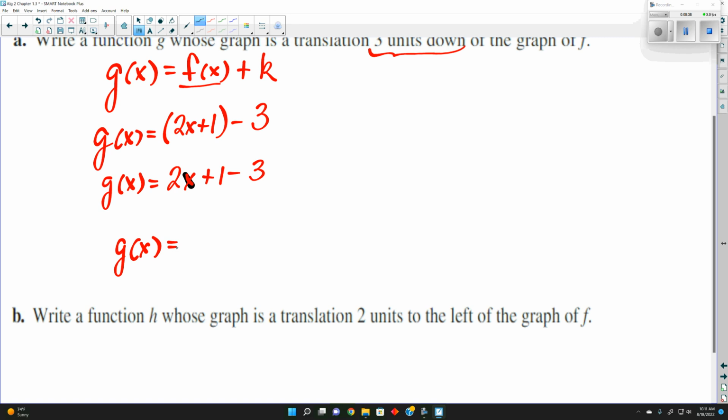Do we have any like terms we can combine? 1 and 3. So 1 minus 3 is? And there's our new function.